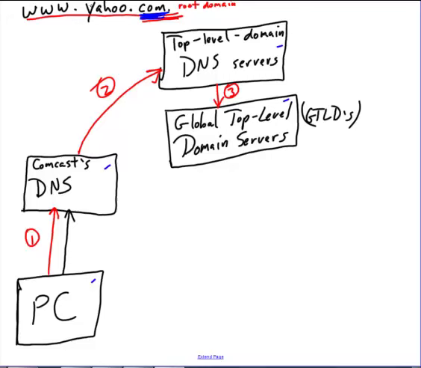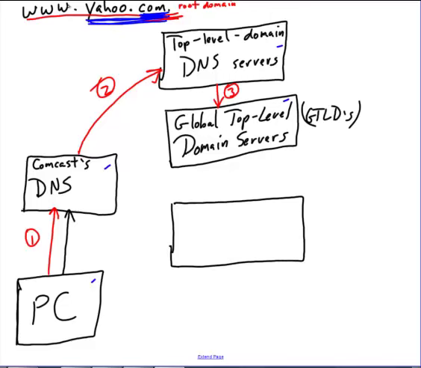The next piece is that we need to resolve the actual domain itself. This is where the global top-level domain servers come in. They know about DNS servers for individual businesses, organizations, nonprofits, whatever. So each one of those organizations is going to register its domain with the global top-level domain servers. And usually that's done through a third party like GoDaddy or somebody who can do domain name registration for you. So we'll add this into our diagram.